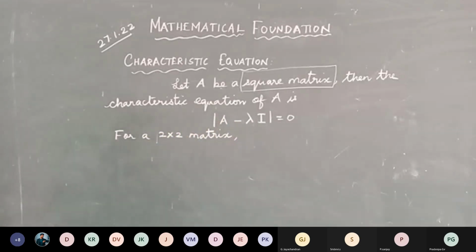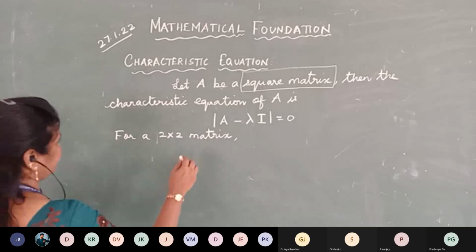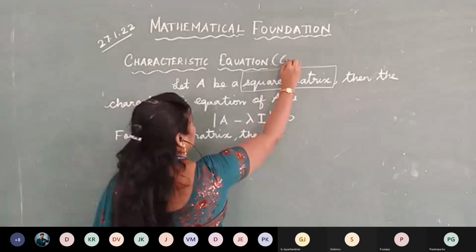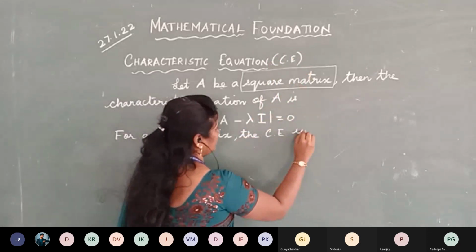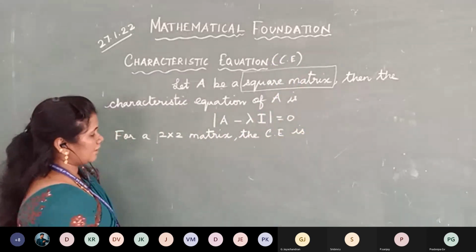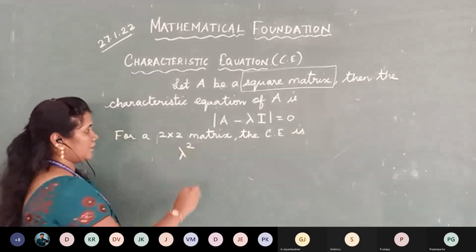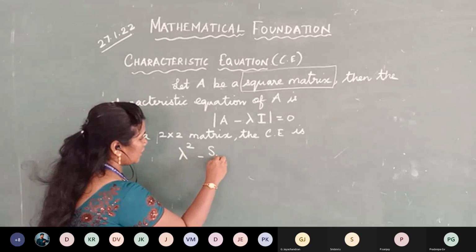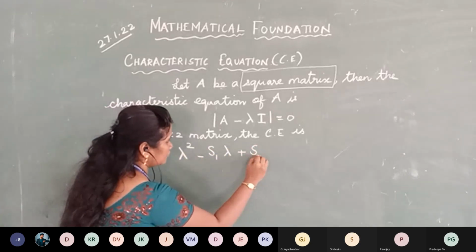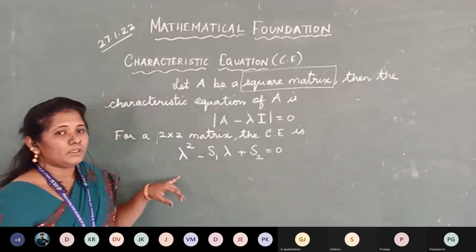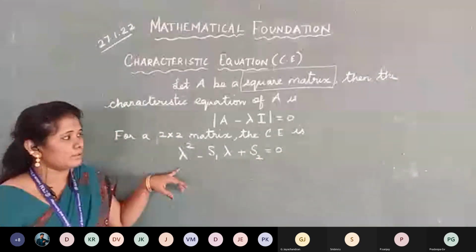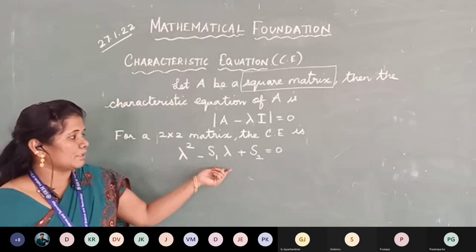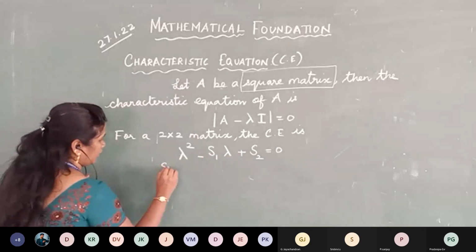That formula will be, denote your characteristic equation as C. For a 2 cross 2 matrix, the characteristic equation would be lambda square minus S1 lambda plus S2 equal to 0. Since it is a 2 cross 2 matrix, we will start with lambda square minus S1 lambda plus S2. I will tell you what all these denote.